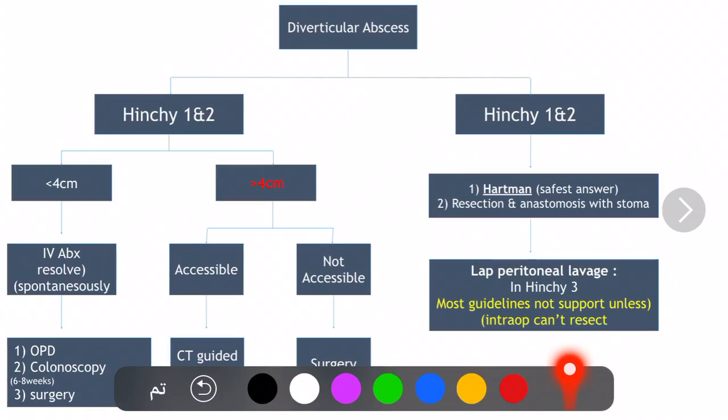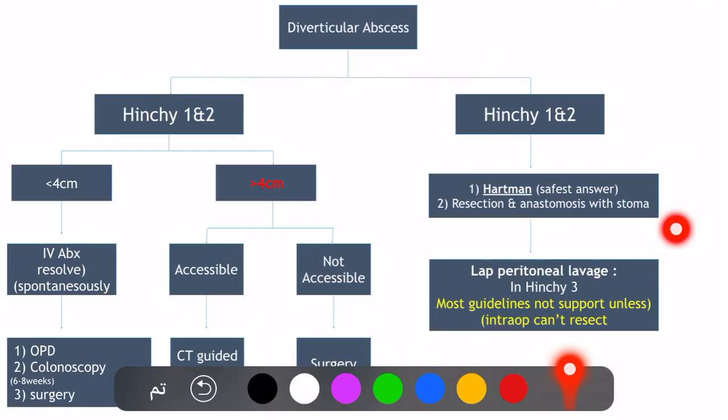Now this is Hinchy 3 and 4. Again, this is a mistake, I'm telling you. That is Hinchy 3 and 4, so you have to perform Hartmann. This is the safest answer. But if someone asks you, is there any option? Yes, resection and anastomosis with stoma.